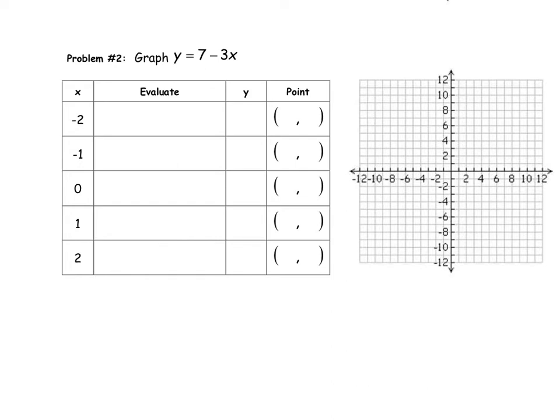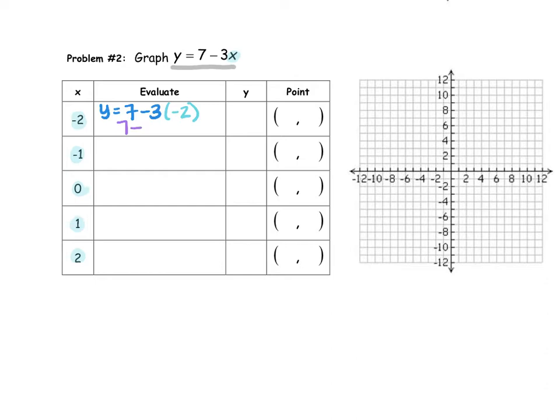Okay, looking at another example, we're going to follow the same process. This time we have the equation y equals 7 minus 3x. I'm going to plug in x values of -2, -1, 0, 1, and 2 into this equation. So y is equal to 7 minus 3x, which is -2.